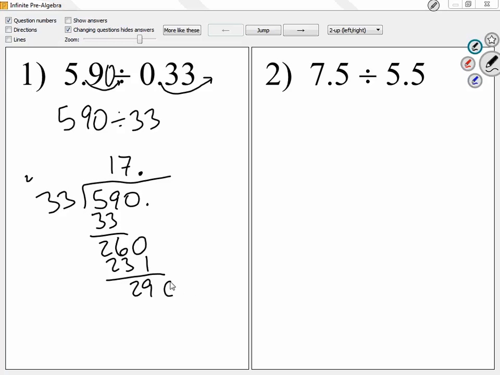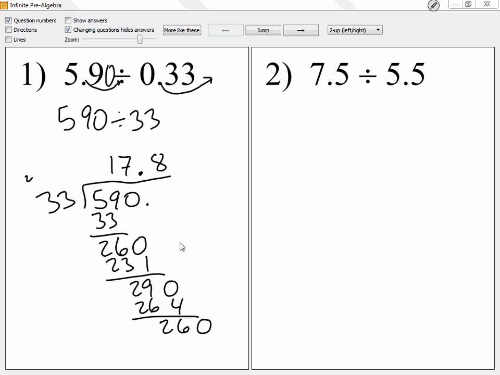Let me bring another number. And I'm thinking, how many times does 33 go into 290? In this case, let me try, let's say 8. 8 times 3 is 24, carry 2. 8 times 3 is 24, plus the 2 that I was carrying, 26. When I subtract this, I get 26. So I'm going to bring down another 0.